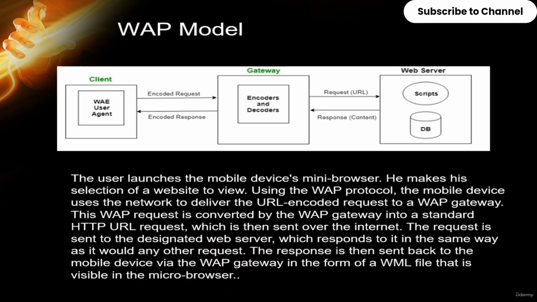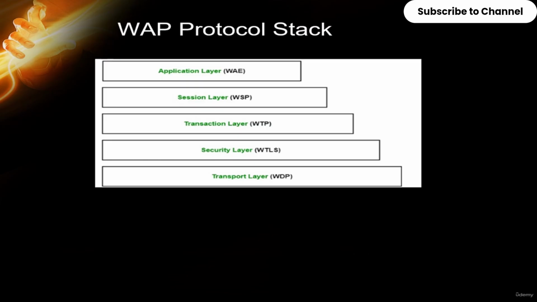Like a simple HTML script, this is how web applications work. Similarly, WML scripts are used to get the data from the server to the client. So this is the application protocol. You can see here the topmost is the application layer, the wireless application layer, and the session layer, then transaction layer, security layer, and finally transport layer. We will see the working of each of them.